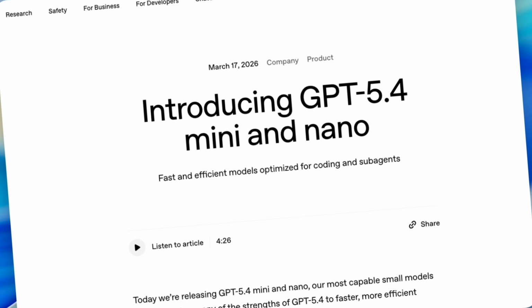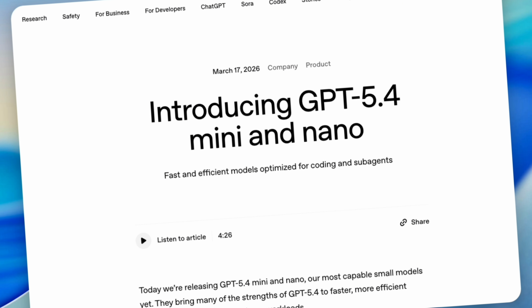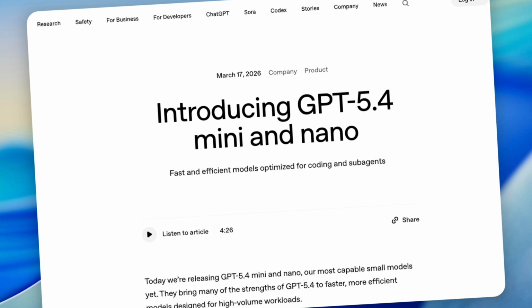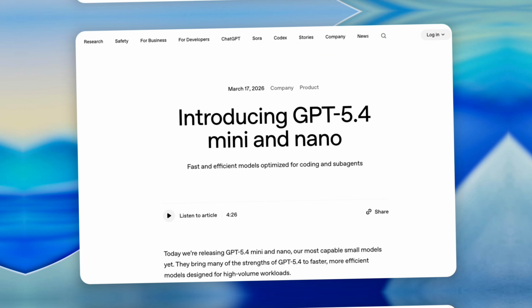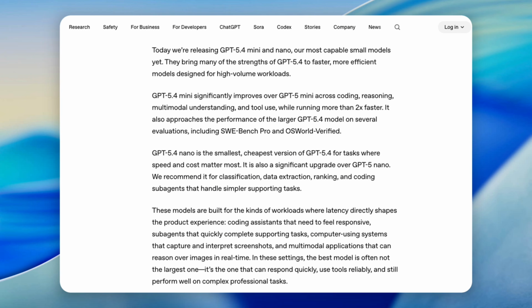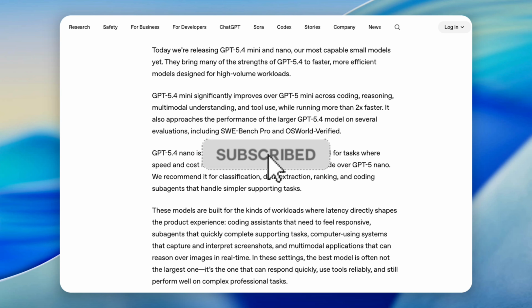So let's just go through what these two actually are, what they can do, and who they are for. So the first question is, why does a smaller model even exist when you already have the full thing? And the answer is pretty straightforward. Accuracy isn't always the bottleneck. If you're running something like a customer service chatbot, answering the same 200 questions all day, you don't need a model that scored best on PhD level chemistry exams. What you need is something fast and cheap that doesn't make you wait. That's the whole point here.